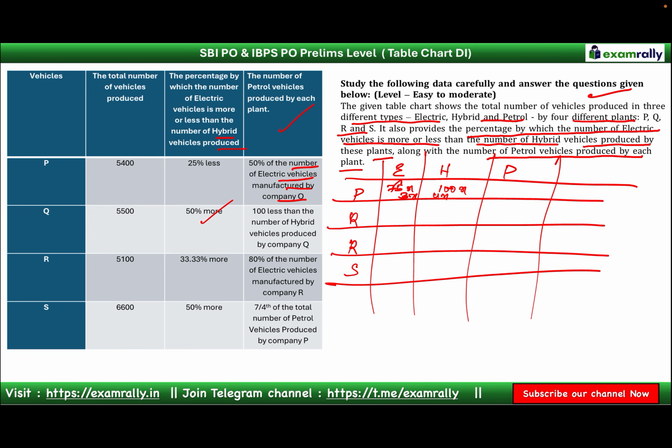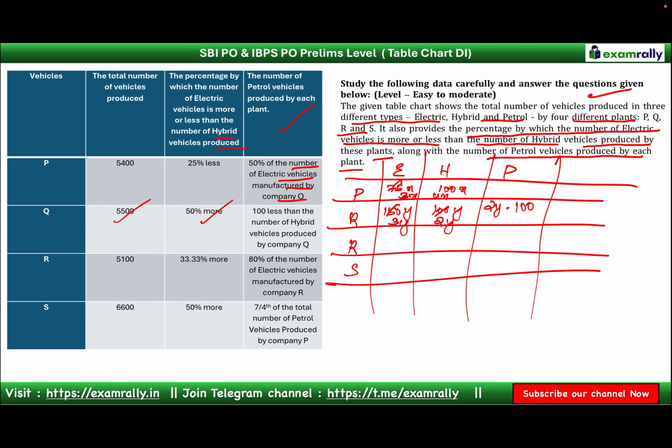See the next, 50% more. We always compare using the second table given here, where we have to take either more or less from that of the hybrid. So here if I'm taking 100y, 50% more means what? 150y. So using the ratio you will get 3:2, that is 3y and 2y. And the petrol vehicles will be 100 less than the number of hybrid vehicles produced by Q. Hybrid is 2y, so petrol is 2y minus 100. Got it. So altogether we know it as 5500.